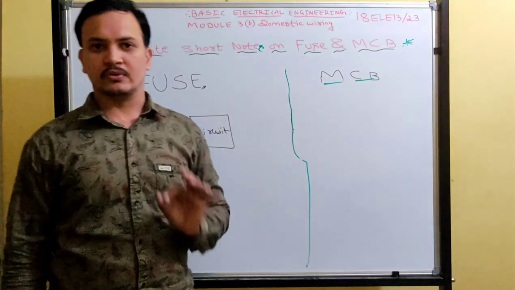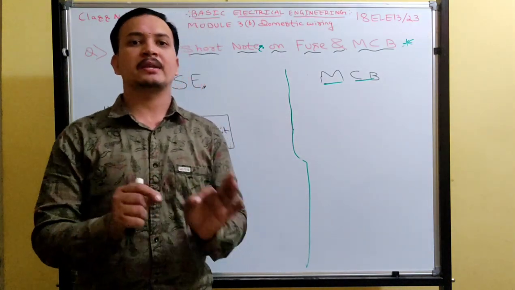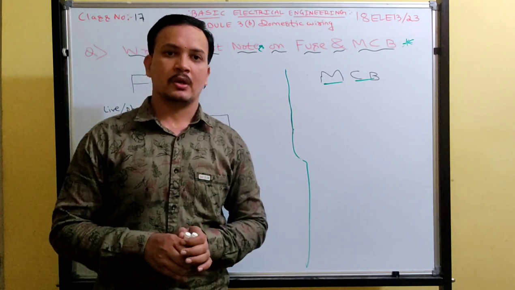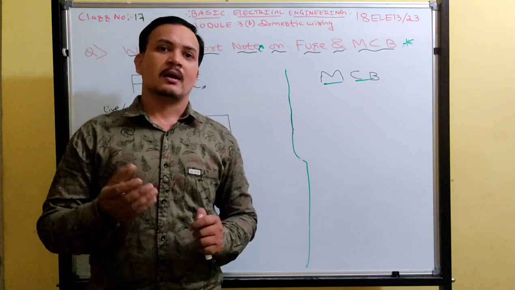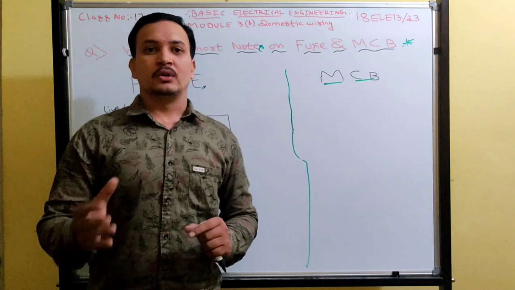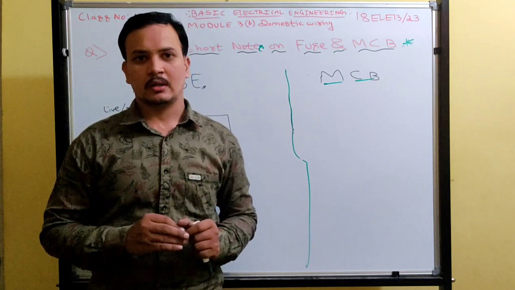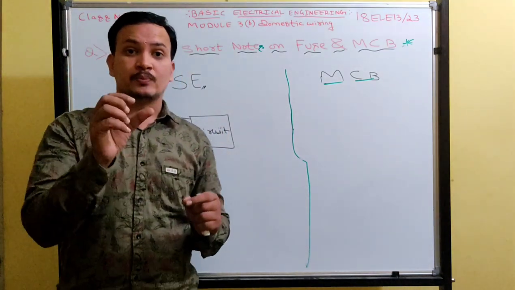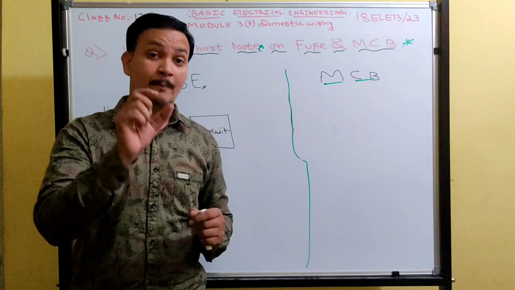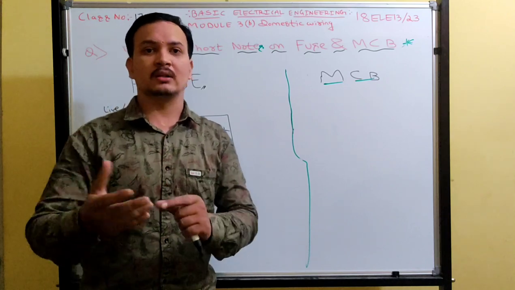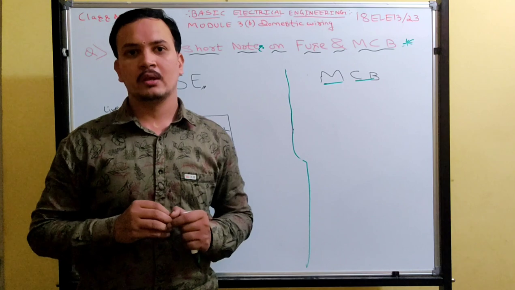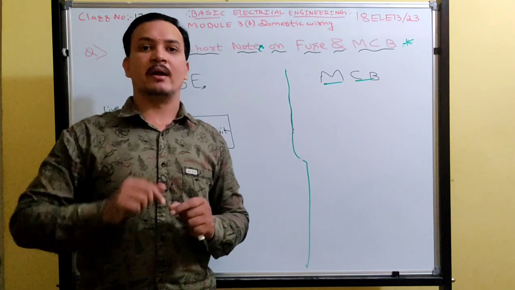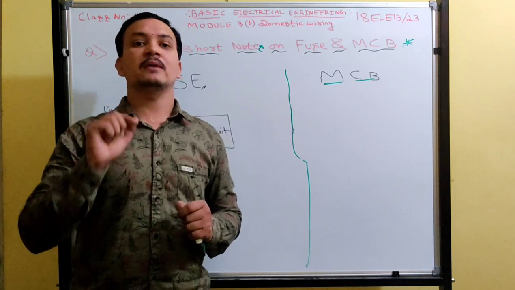So what do you mean by fuse? A fuse is the simplest device used in an electrical circuit to protect against overloading or fire hazards due to short circuits. The fuse consists of a small piece of metal, and we can call that a fusing element. And we should connect, this is important, we should connect the fusing element always in series with the circuit.